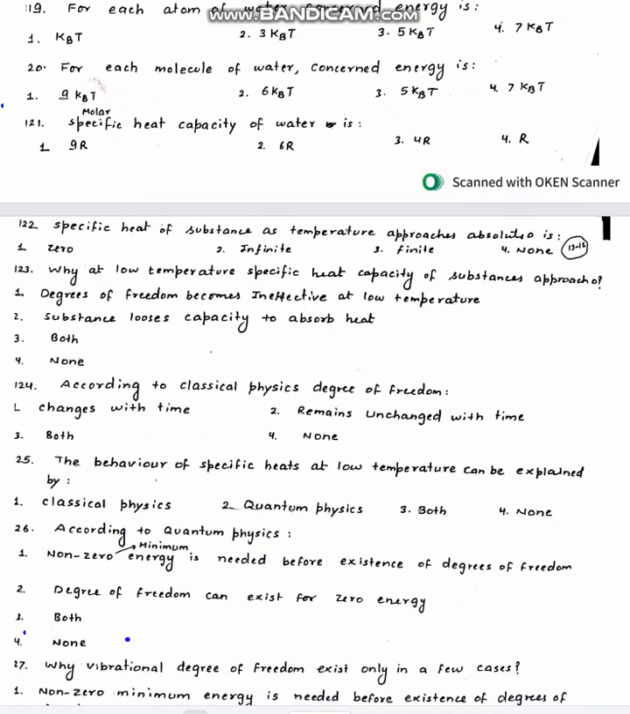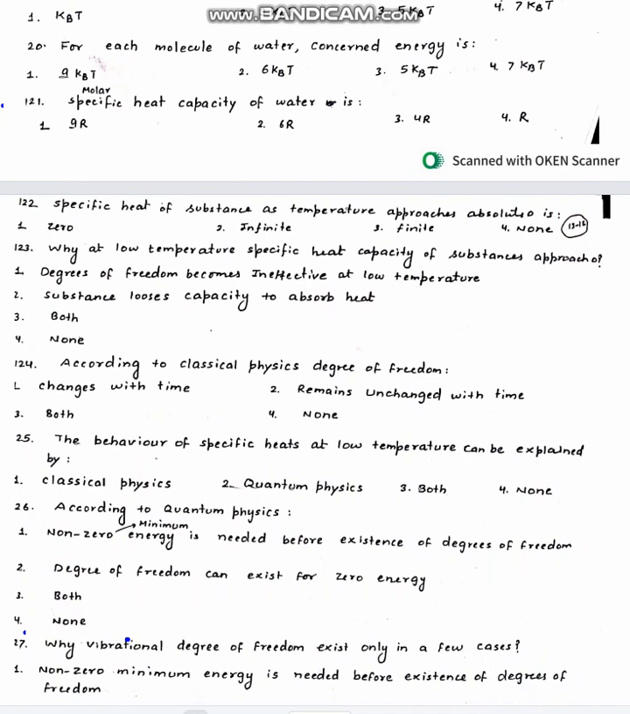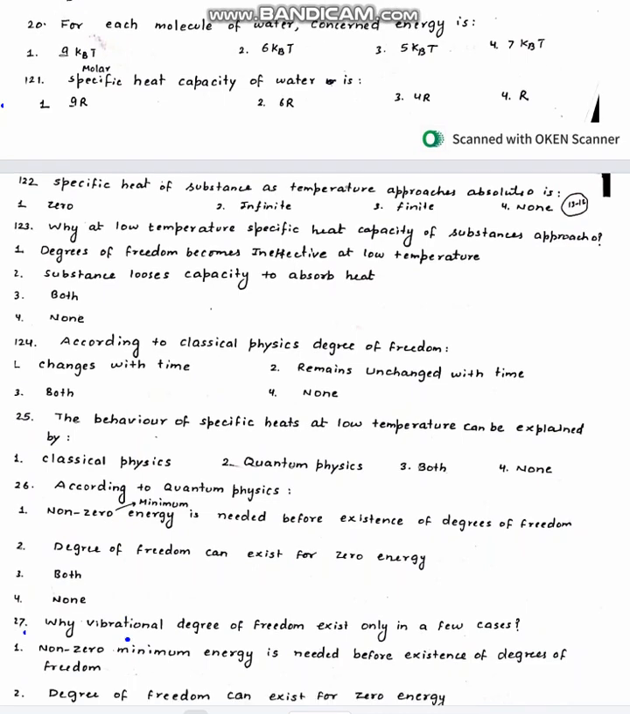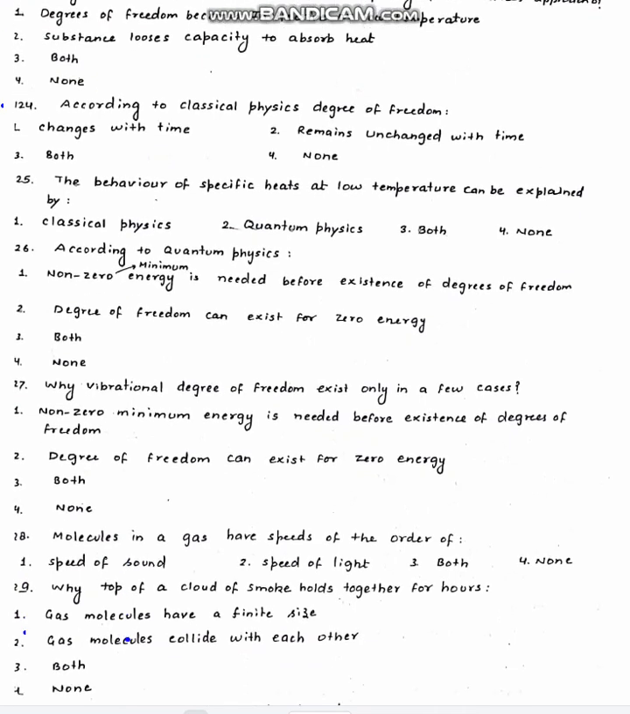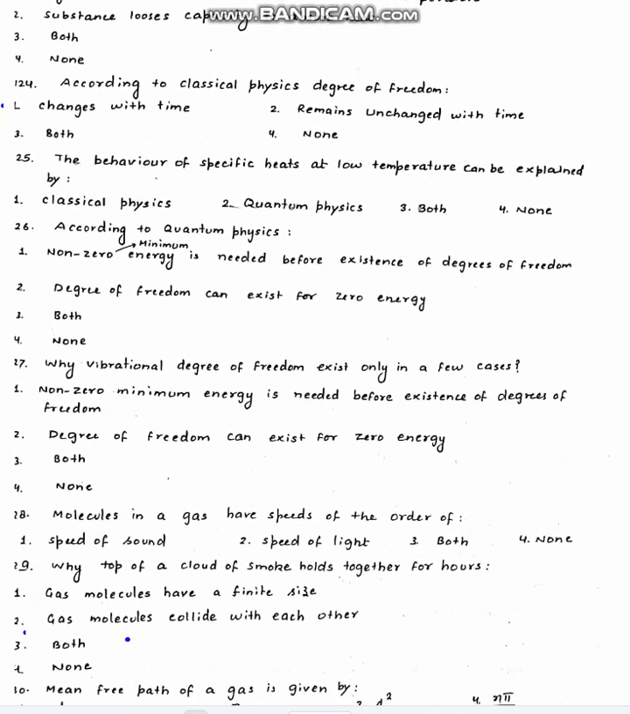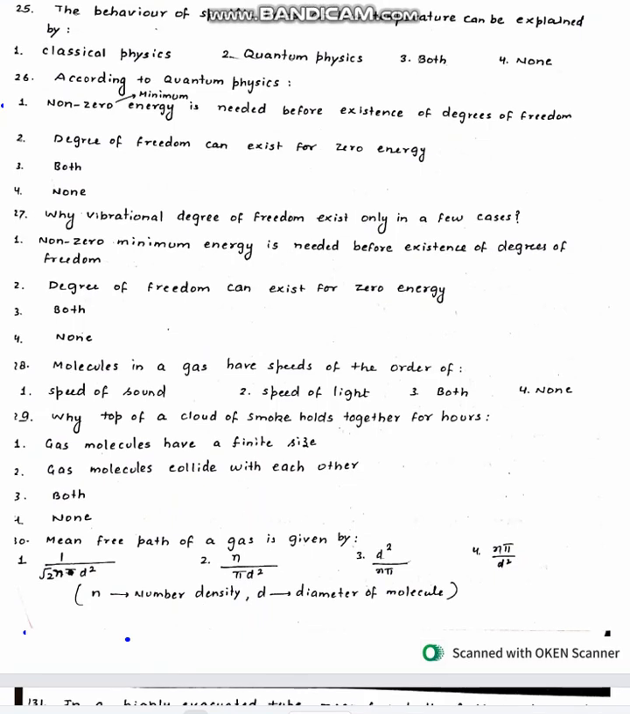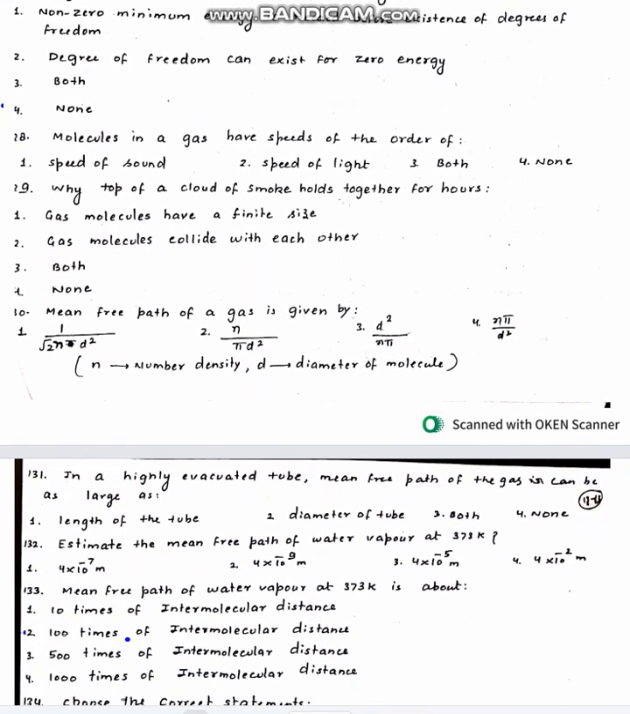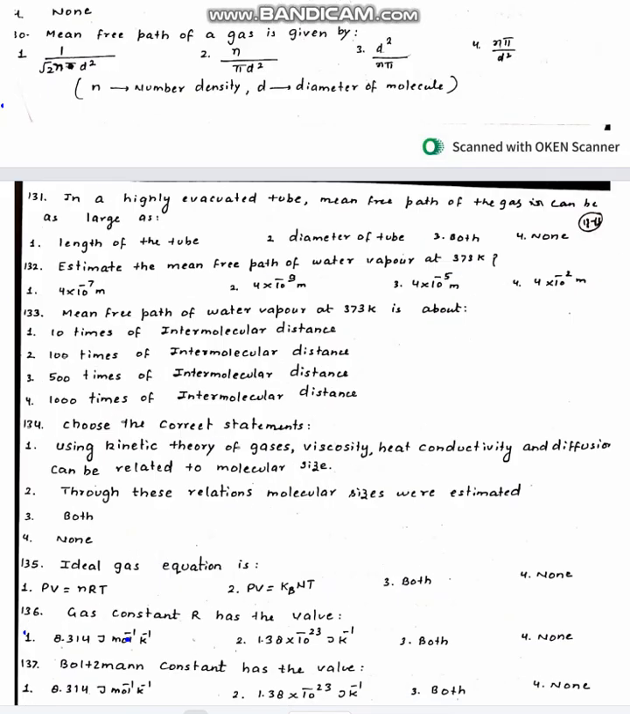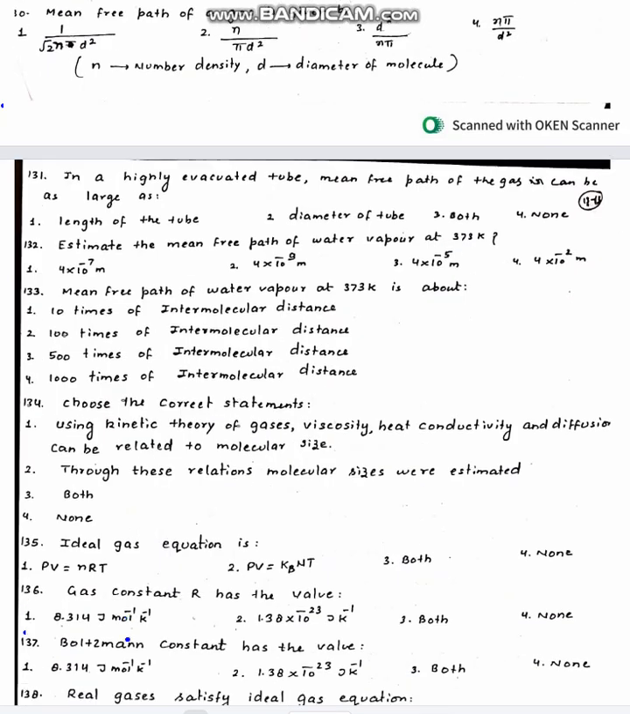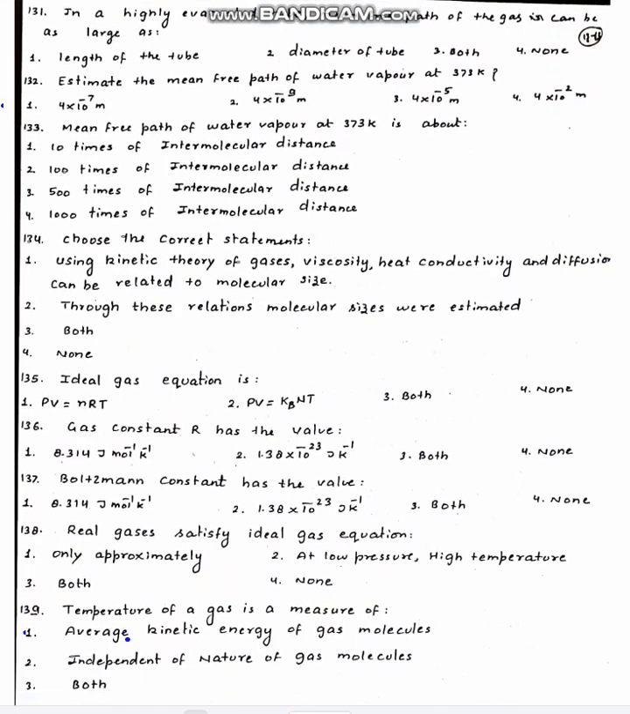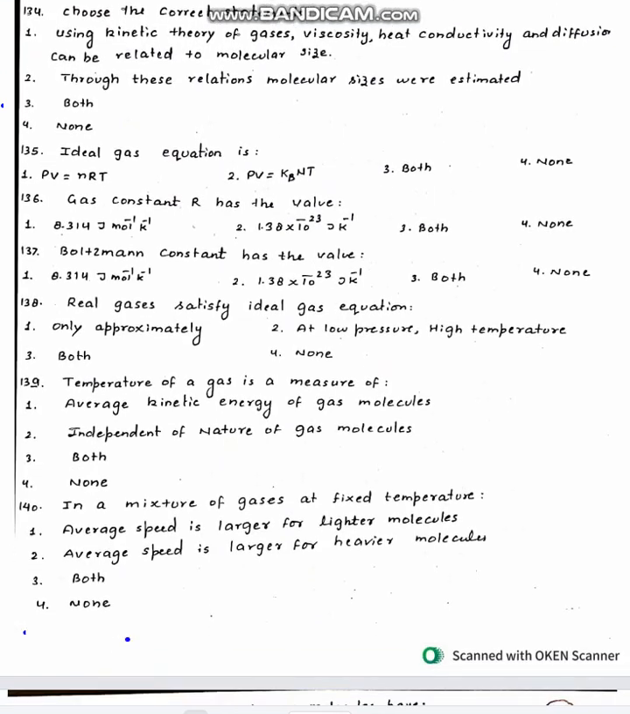Then about the specific heat of substances, then according to classical physics, degrees of freedom, then behavior of specific heats at low temperature can be explained by quantum physics, then we have vibration degrees of freedom, then molecules have speeds of the order of, then why the top of a cloud of smoke holds together for hours. Next is mean free path of gas molecules, then mean free path is as large as, then estimated values of the mean free path, then ideal gas equation, gas constant, Boltzmann constant, real gases, ideal gases.